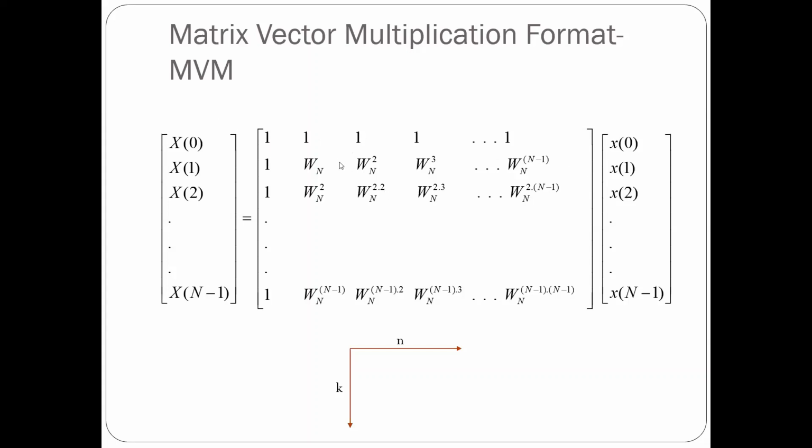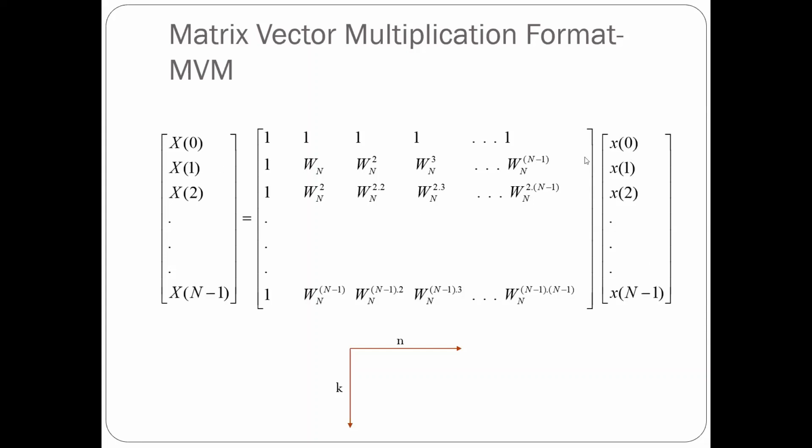So let us evaluate for X of 0. That is evaluated by multiplying this row by the column here. So X of 0 would therefore be x of 0 plus x of 1 plus x of 2 plus etc. up to x of n minus 1. So that was the first equation that we had seen. We had seen n simultaneous equations. This is the first simultaneous equation.